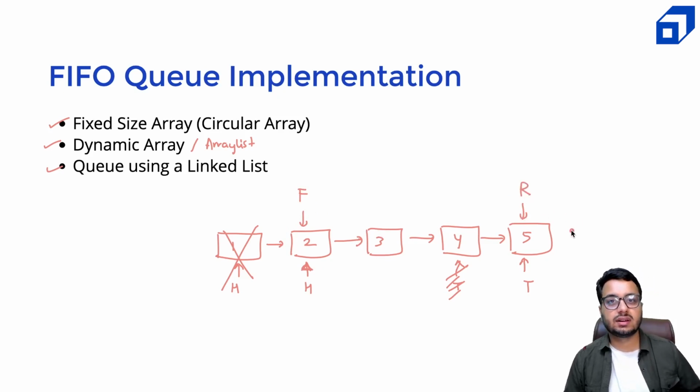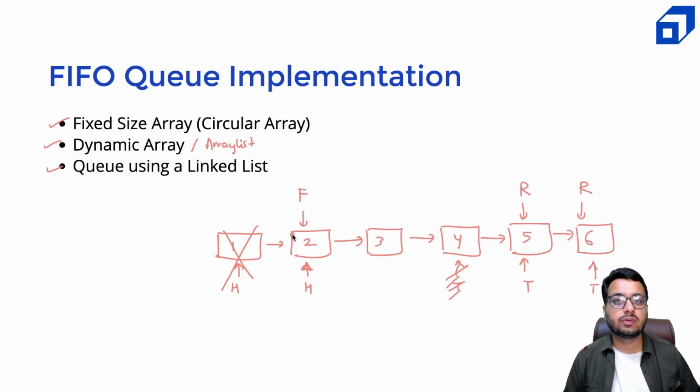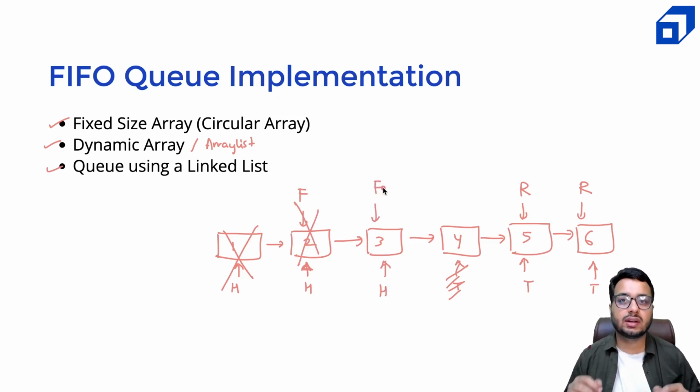You can always insert at the rear end, which is insertion at tail, and it will be an order 1 operation. And you can always remove from the front end, which is again going to be an order 1 operation, right? So very simple implementation, and we have already covered linked list. So I will not write the code using linked list. Once again, you can either use the same class object.